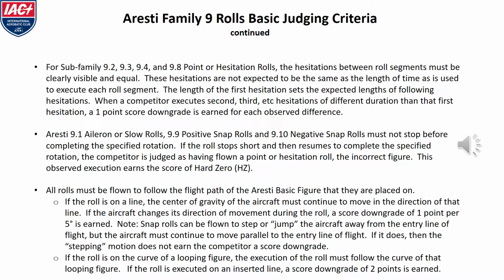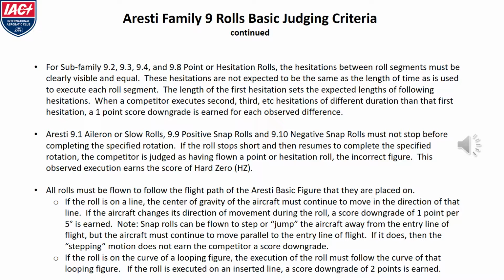For 9.2, 9.3, 9.4, and 9.8 point or hesitation rolls, the hesitations between roll segments must be clearly visible and equal. These hesitations are not expected to be the same length of time as is used to execute each roll segment, and for high-performance airplanes will be longer. The length of the first hesitation sets the expected lengths of following hesitations. If there is a difference in the second, third, and subsequent hesitations, then each observed difference can earn a score downgrade.